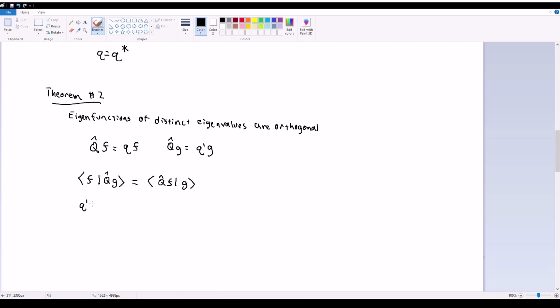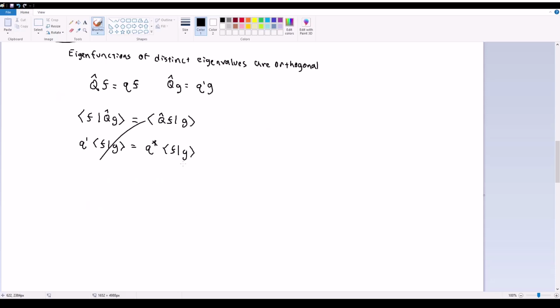So q prime times the inner product of f with g is equal, here, same thing, right? Q half times f is going to give me q times f. Since it's at the start of the inner product, I bring it out and it takes the complex conjugate with it, giving me q star times the inner product of f with g. In which case, at this point, this and this go away, right?